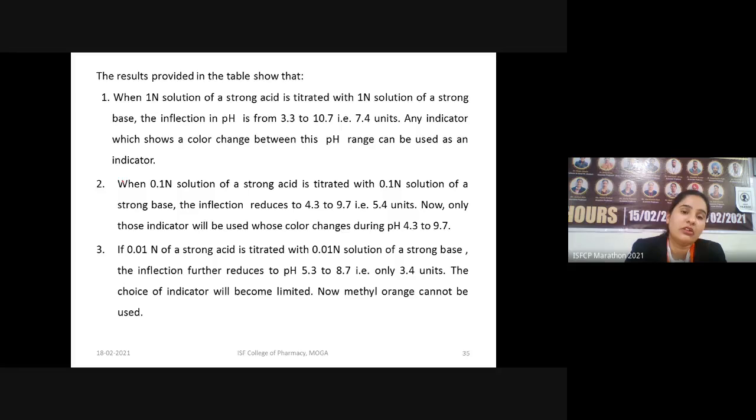By decreasing the concentration further, for example, now we will be decreasing the concentration by 1/10 time. If we have 0.01 normal strong acid, we titrate it with 0.01 normal solution of a strong base. The inflection is further reduced to pH 5.3 to 8.7 only. That is, the inflection will be observed only within a pH range of only 3.4 units. So we have to select the indicator.